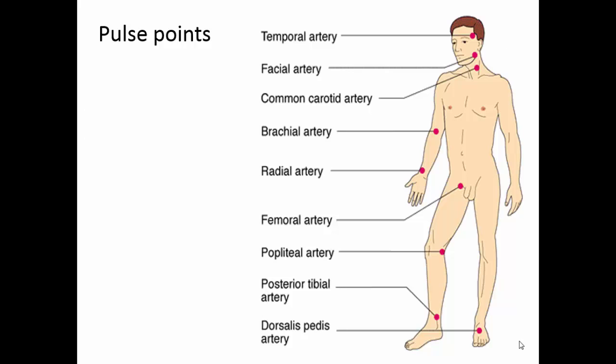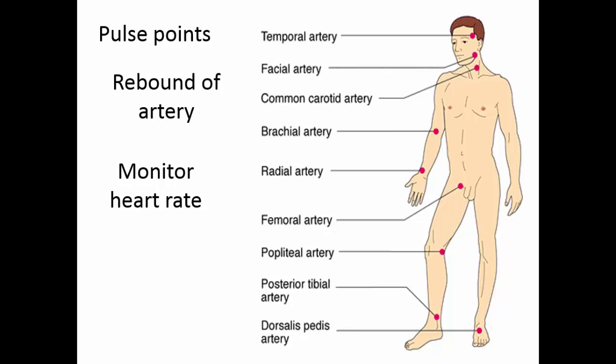Another way to evaluate heart rate is to take the pulse. Pulse points are areas where arteries are close to the surface. You can push on them and trap them between your fingers and a bone and feel the pulsing. What you are feeling is the rebound of the artery as the blood pulses through it as a result of the heart contracting. This is an easy way to monitor heart rate.